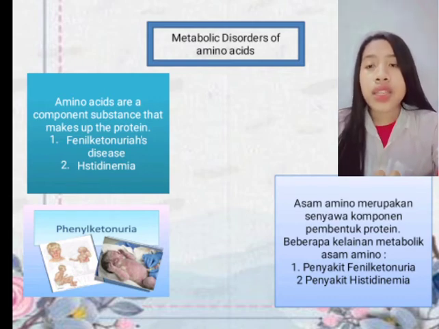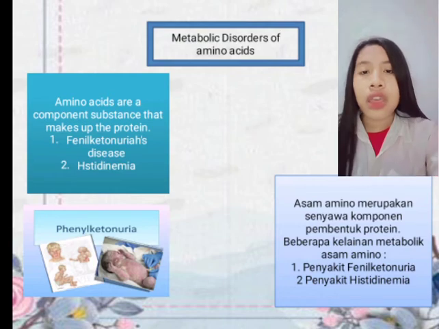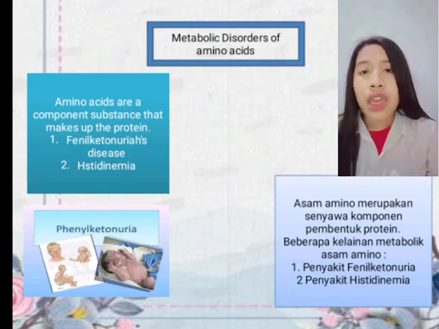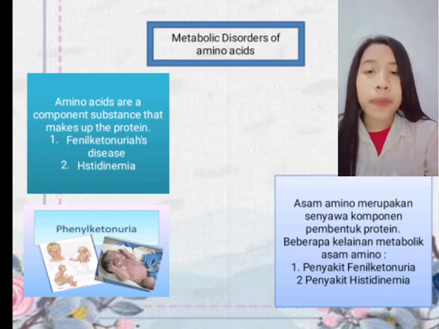2. Histidinemia. Histidinemia is an inherited condition characterized by high levels of amino acid. Histidinemia is caused by deficiency of histidinase breakage enzymes. Histidinemia usually does not cause health problems, and most people with high histidine levels do not realize that they have this condition.